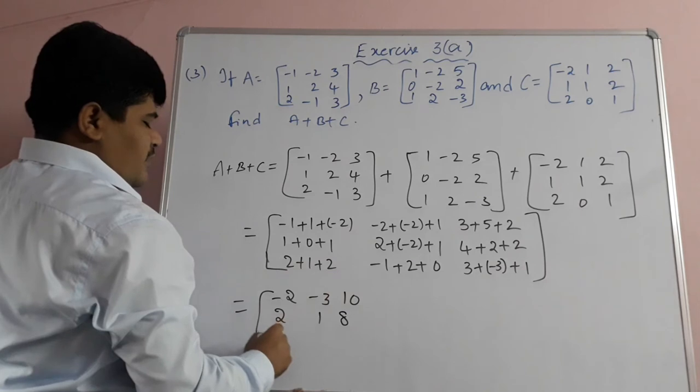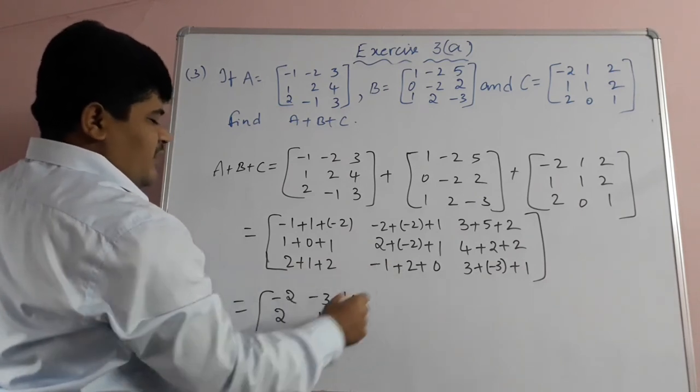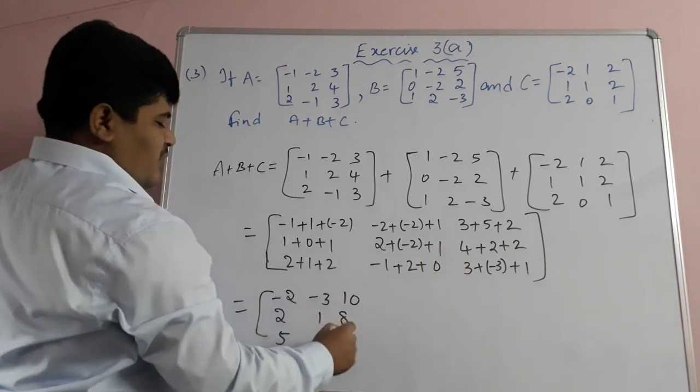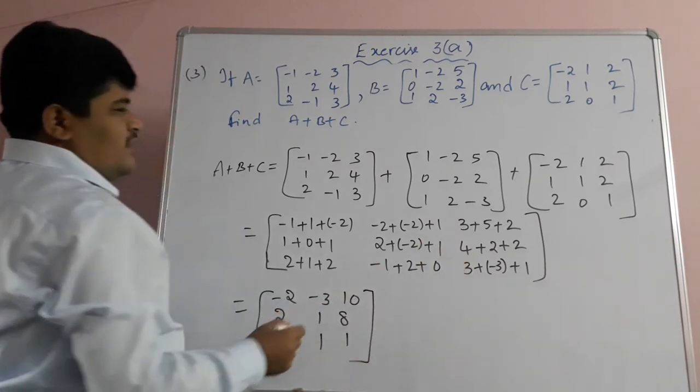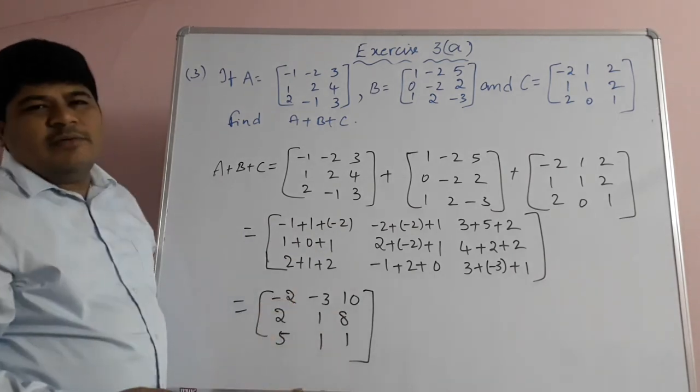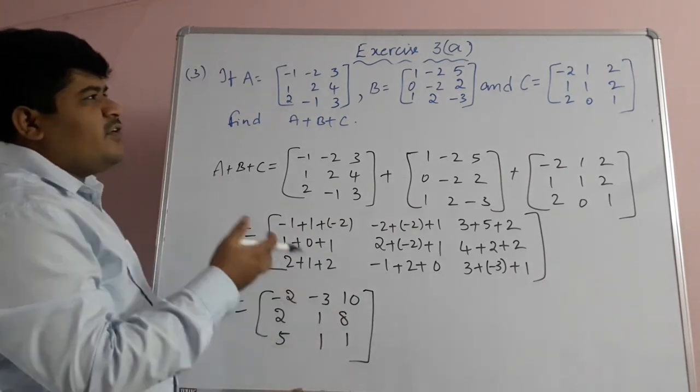This is 5. And this is 2 minus 1 is plus 1. Plus 1 plus 0, 1 only. 3 minus 3 is 0. 0 plus 1 is 1. So children, this is the answer. So we added 3 by 3 matrices and the result is also a 3 by 3 matrix. So this is the way to solve this problem.